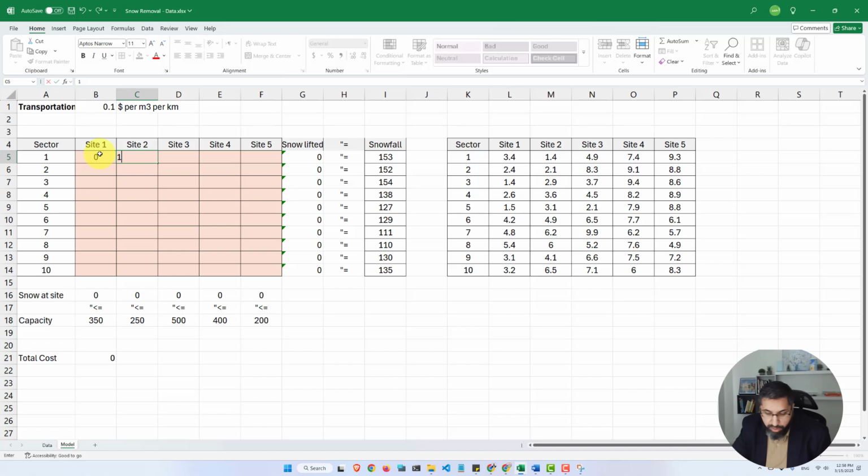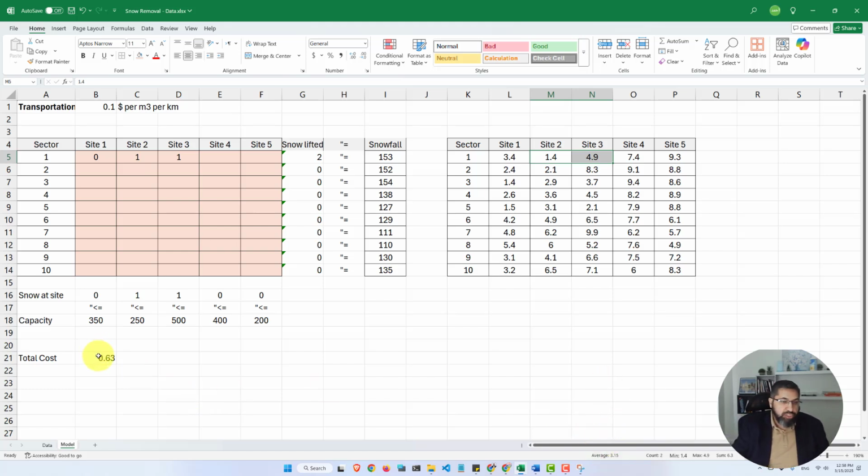What if I ship 1 here and 1 here? Then this 1 cubic meter travels 1.4 kilometers, times the 0.1 rate gives me a cost of 0.14, and this cubic meter travels 4.7 kilometers times 0.1 gives me 0.49. 0.14 plus 0.49 is $0.63. So my cost formula seems to be working well, and Solver will decide these values.